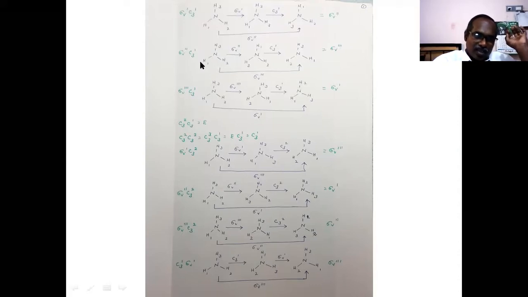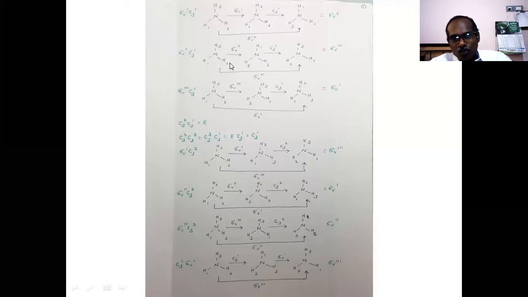So look at the next combination, sigma V double dash and C3 once. What is sigma V double dash? That plane which passes through N hydrogen designated 2. Therefore, if you assume a plane here, the hydrogen designated 2 will remain in its own place and 1 and 3 will be interchanged. See, 3 comes here, 1 goes there. Now, the next operation C3 once is performed in the clockwise direction. Therefore, it is rotated. 1 comes here, 2 goes there, 3 goes here.